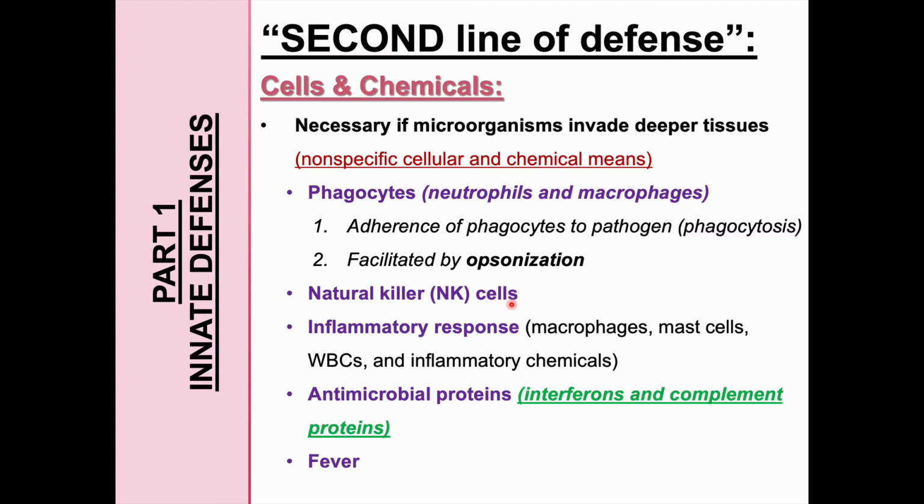Okay, so the inflammatory response causes inflammation whenever there is any sort of infection in the body. Then antimicrobial proteins and the fever. Fever is a first sign of infection. So with any sort of infection present in the body, the temperature of the body will increase.